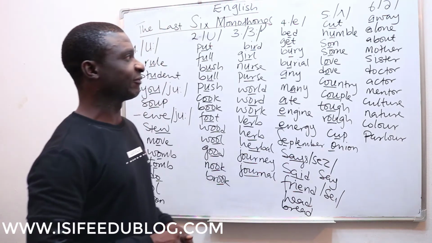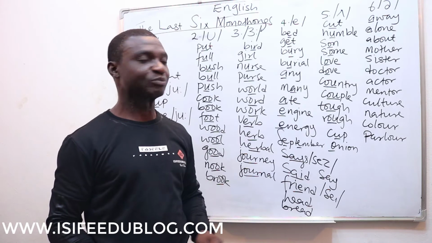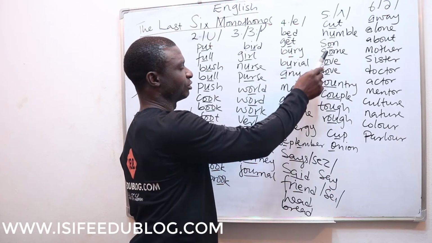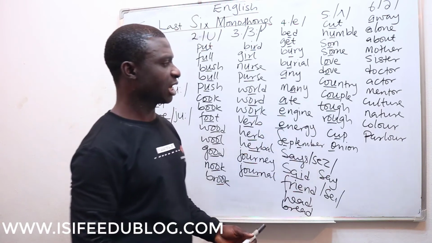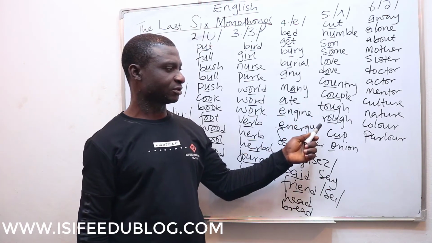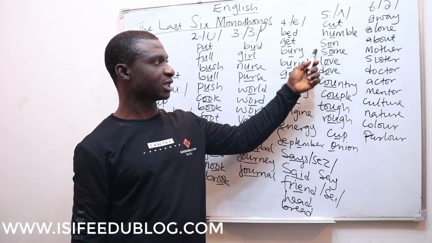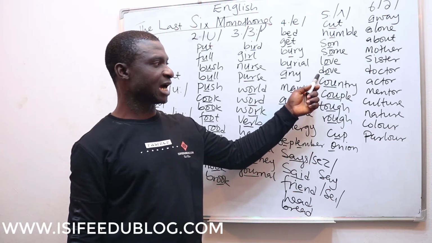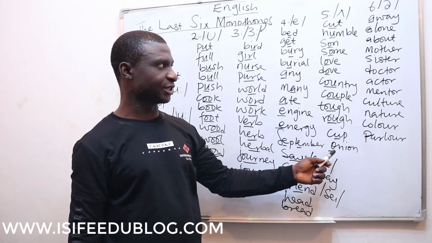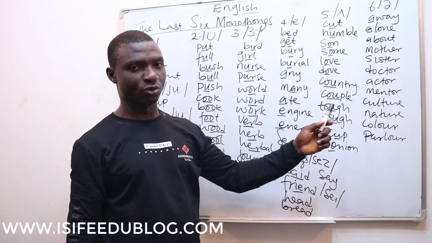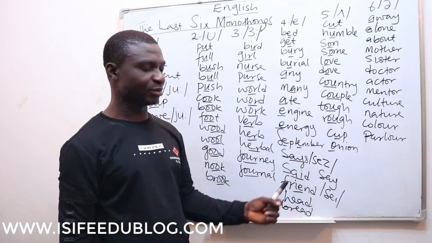We quickly take you to number five, where we have the sound uh. And so we have cut, humble, sun, love, dove, country, couple, tough, rough, cup, onion. So it is not love with the wrong vowel, it is love. It is not dove, it is dove. It is not country, it is country. It is not song, it is sun. It is not come, it is come.